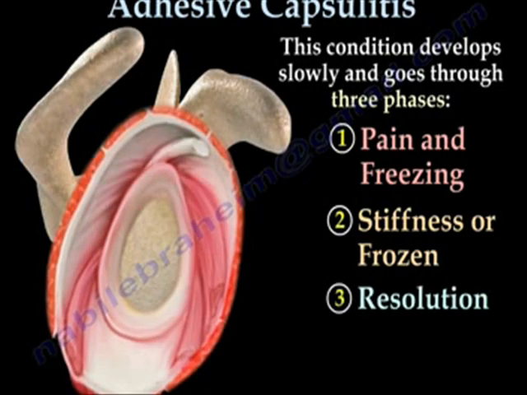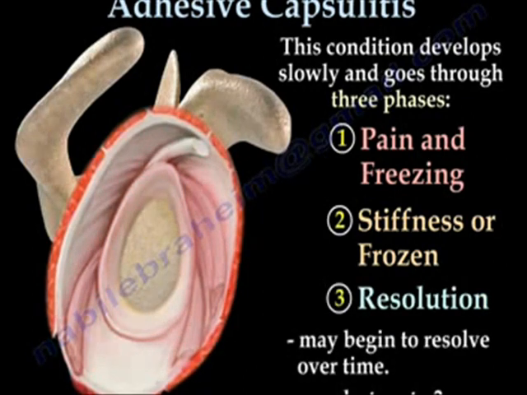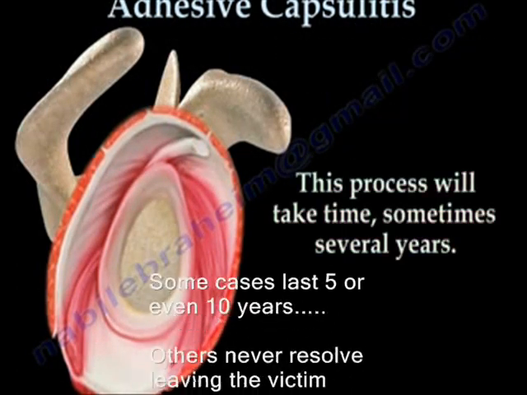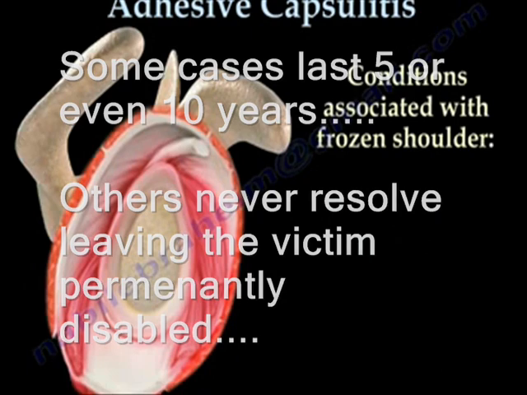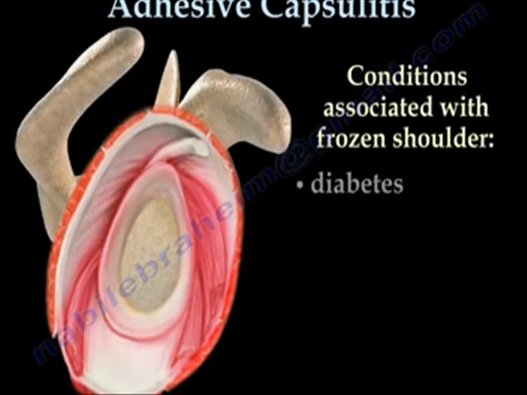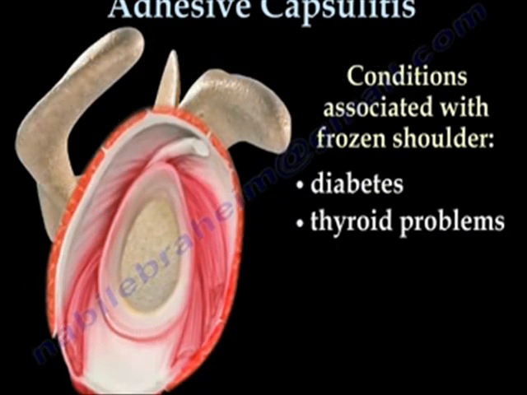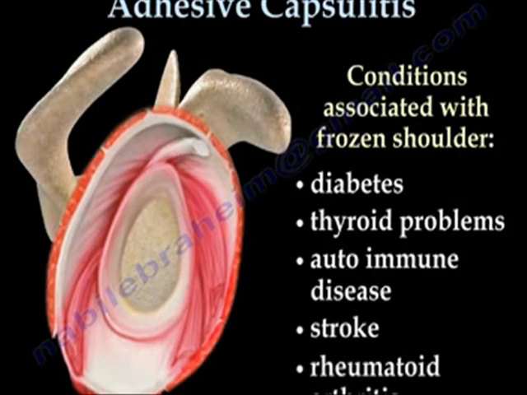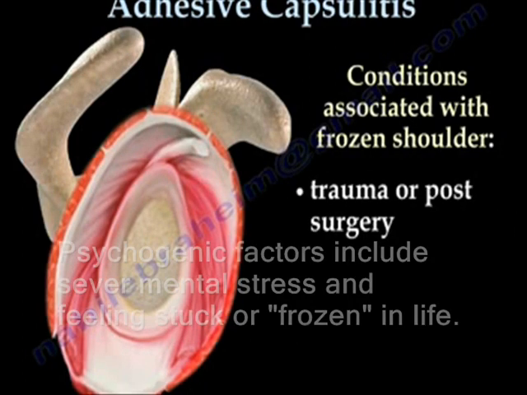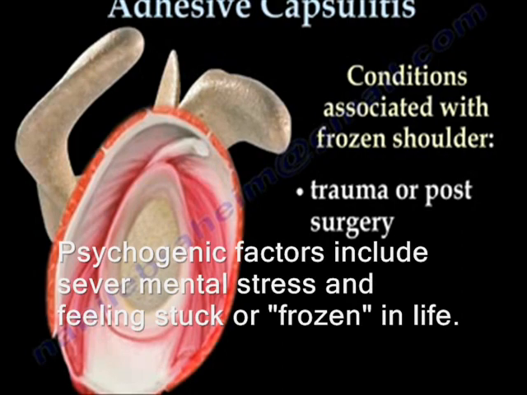The third phase is resolution. It may begin to resolve over time. It may last up to 3 years. This process will take time, sometimes several years. Conditions associated with frozen shoulder: diabetes, thyroid problems, autoimmune disease, stroke, rheumatoid arthritis, and also trauma or post-surgery.